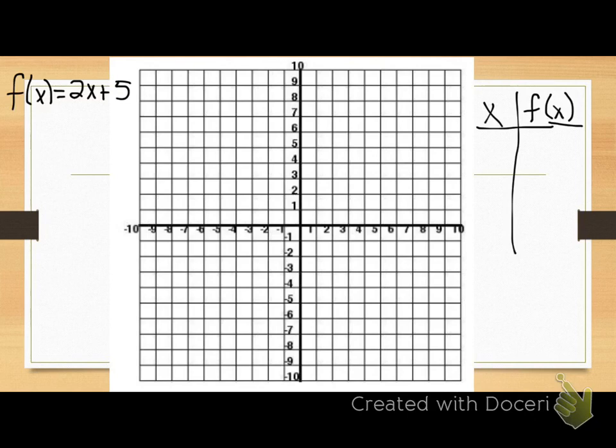If I'm able to, I like to just keep it nice and simple: -2, -1, 0, 1, 2. Like I said though, our domain here for this linear function is all real numbers, so it does not matter which x values I pick. So how do I get my f of x values from these x values? Plug them in for x into my function, right?